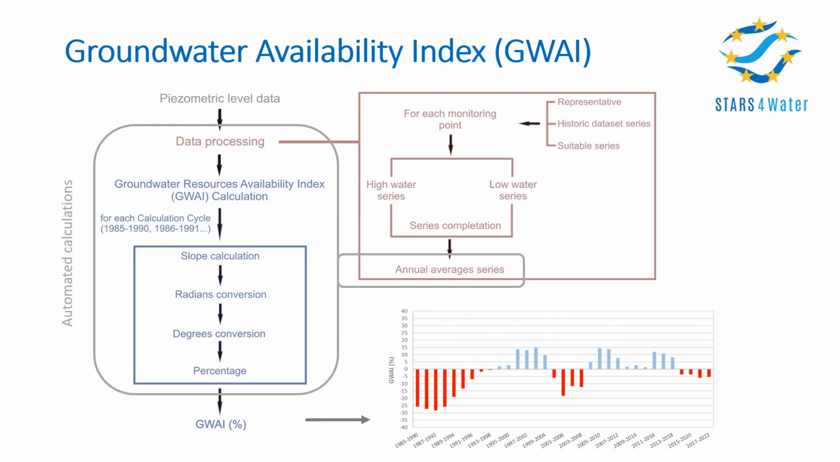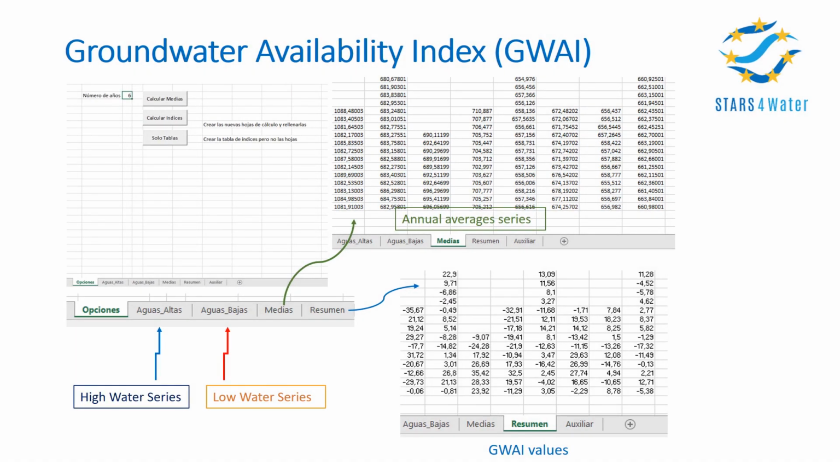The process consists of a sequence of calculations: slope estimation, conversion to radians, transformation to sexagesimal degrees, and finally to a percentage. This sequence is straightforward and can be easily automated. To streamline this process, we have developed an Excel macro to input data from the high and low water series, generating the annual average series and the corresponding index values.